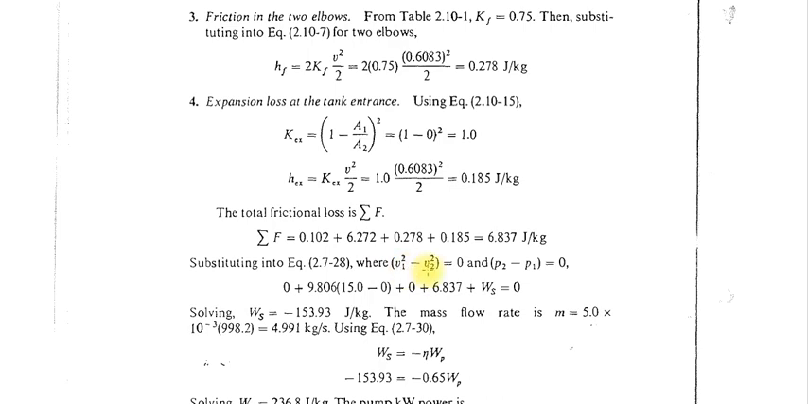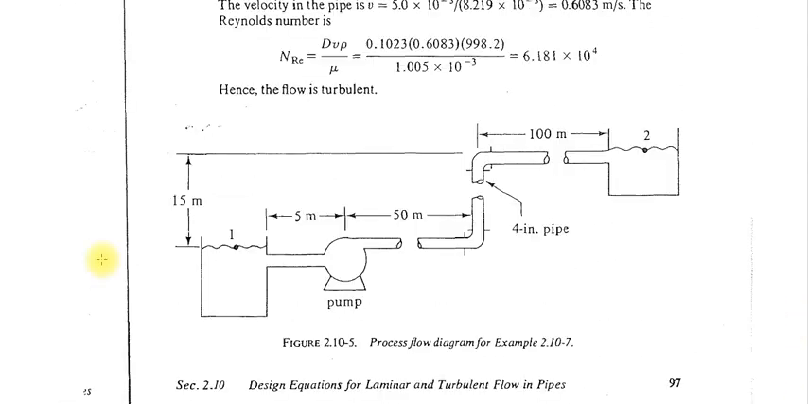Now the velocity difference between both points is equal to 0, and the pressure difference between both points is equal to 0. Why? If you check this diagram, here also the diameter of the tank is significantly large, here also the diameter of the tank is significantly large. So this is the entry point of the system, this is the exit point of the system. So when you are doing the mechanical balance from this point to this point, the velocity will be 0 here, velocity will be 0 here. Similarly the pressure, pressure of this point is atmospheric pressure, pressure of this point is also atmospheric pressure, so you can assume that pressure drop is 0.